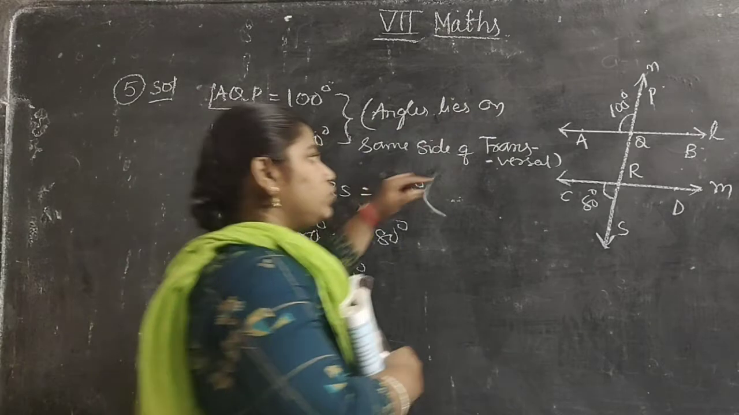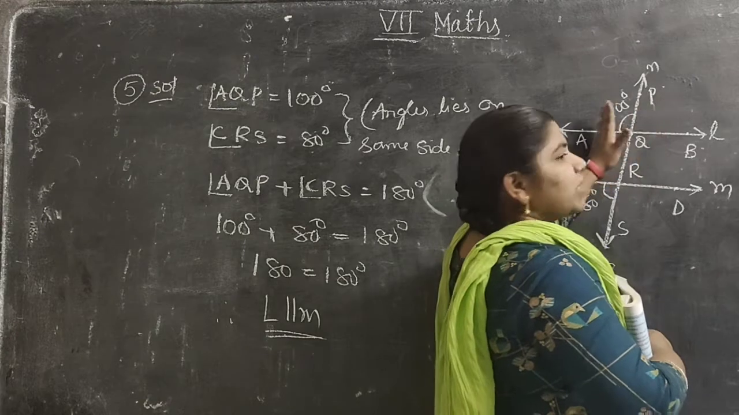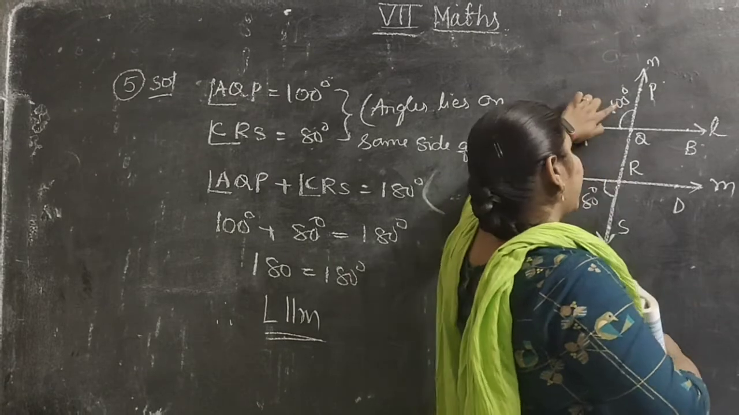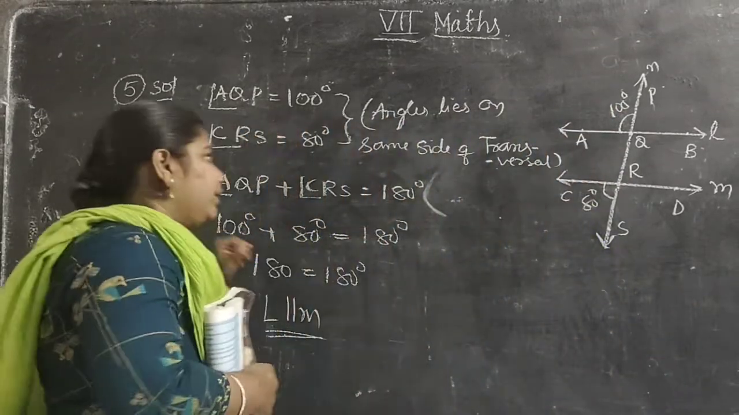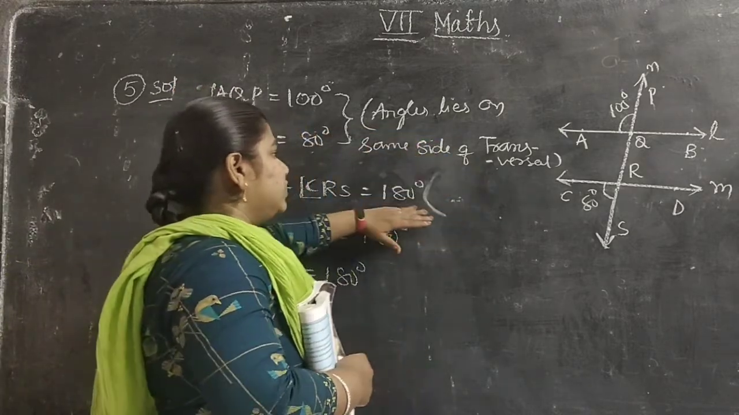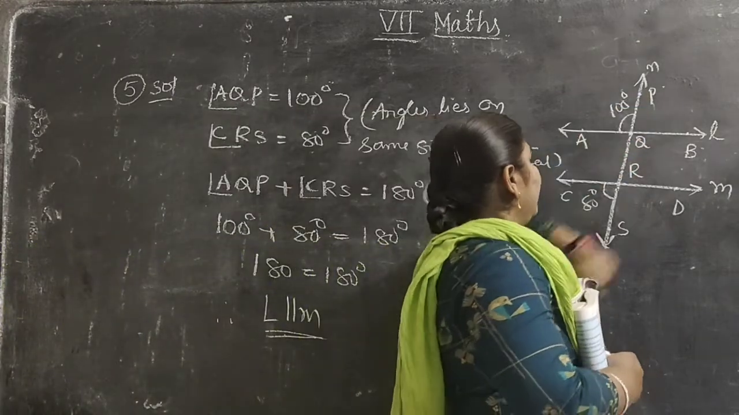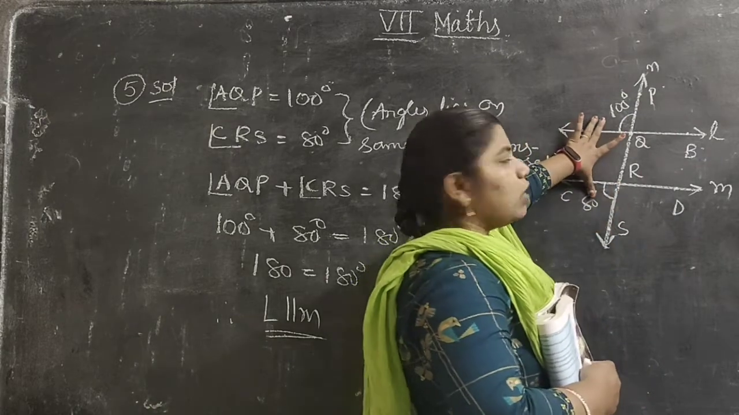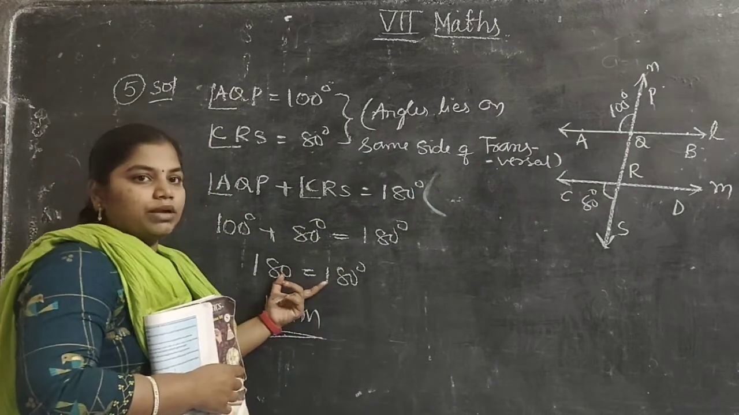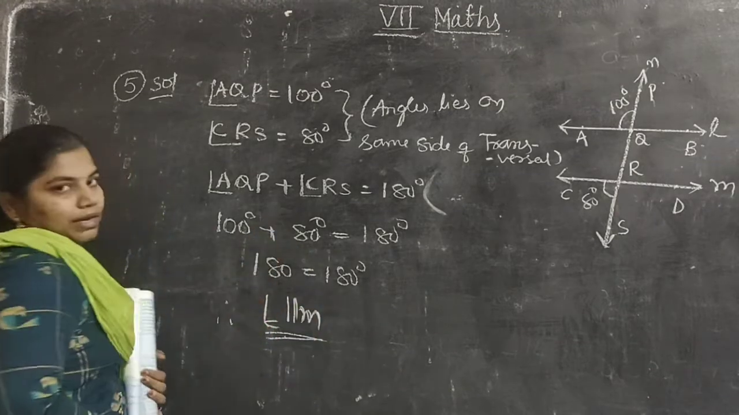So once again, you see these two angles are lying outside of the parallel lines, and also they are on the same side of a transversal. So if they are on the same side of a transversal, the sum should be equal to 180. That means 100 plus 80 should be equal to 180. So angle AQP plus CRS, if you add these two, how much do we have to get? That is equal to 180. So if you solve that, you get 180 is equal to 180. So therefore we can say that the L line is parallel to the M line.